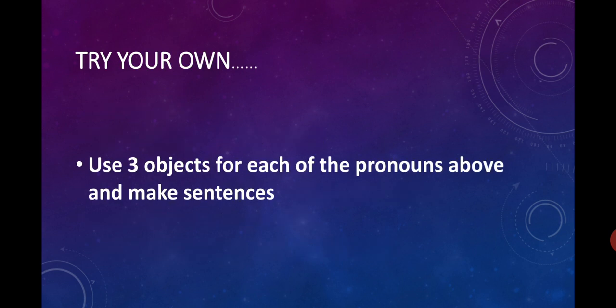Okay, so this time I'd like you to try it. Use three objects for each of the pronouns and make sentences. The pronouns I mean here are m and anyị. So use three objects with each of them and use them to make sentences. Do it now so that it will be a form of practice for you.